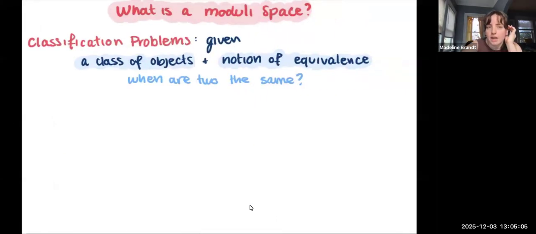Okay, so let me just start by saying, what is a moduli space? Very broadly, mathematicians are interested in classification problems. If you have some class of objects and a notion of what it means for two of those objects to be equivalent, a natural question is, when are two such objects the same? How do you detect whether or not one is equal to another one? And moreover, how do you describe all equivalence classes of your objects?